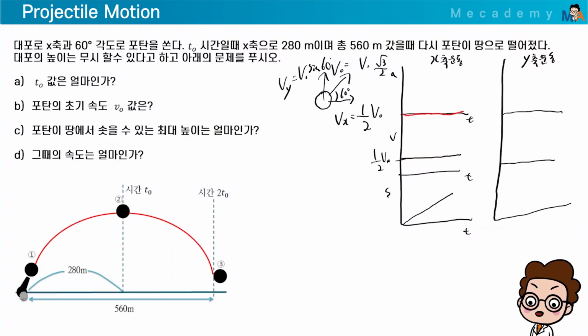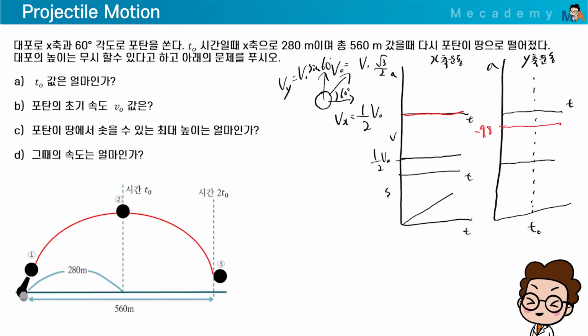You're a bit practiced with that now, right? Next, let's look at the y-axis. There is acceleration on the y-axis. It's negative 9.8, right? Like this. Do you understand? Then let's consider an arbitrary t0.